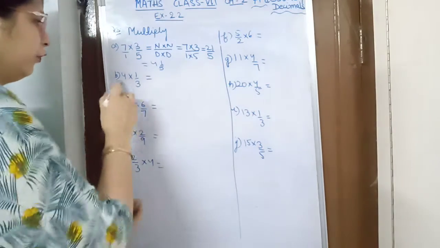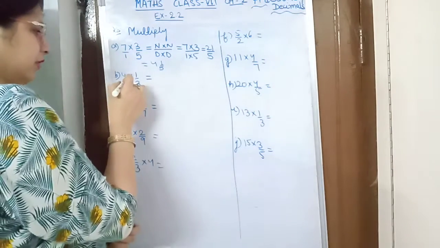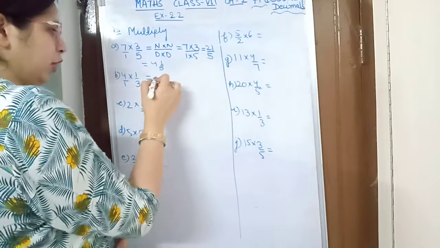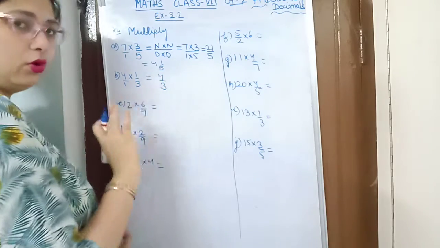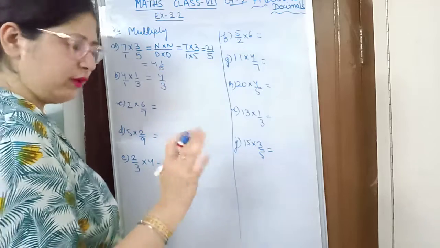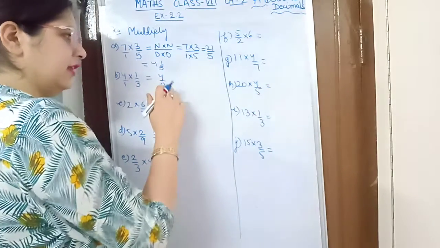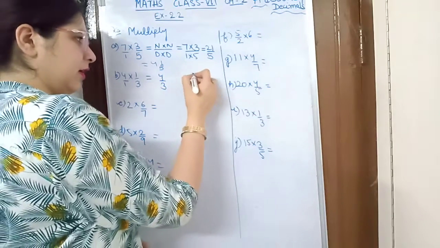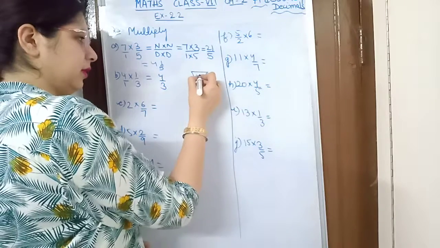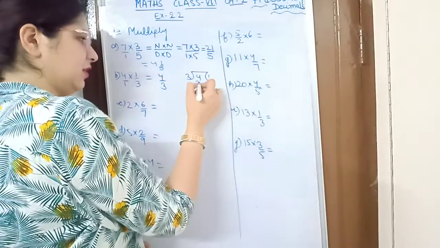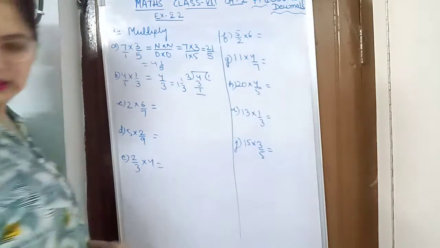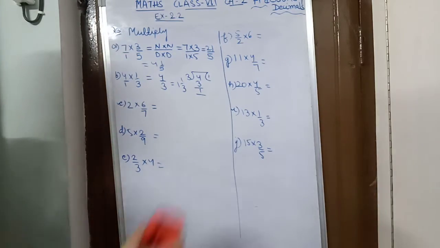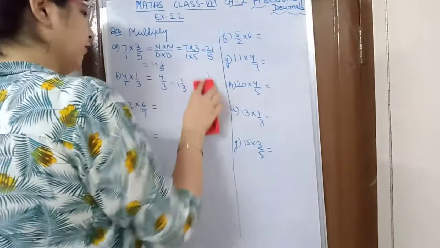Now next is 4 into 1 upon 3. Take 1 as denominator, 4 into 1 is 4, 1 into 3 is 3. Again 4 upon 3, no common factor other than 1, and this is an improper fraction, so convert it into mixed fraction. 3 ones are 3, so what will be the answer? 1 upon 3 is the answer.